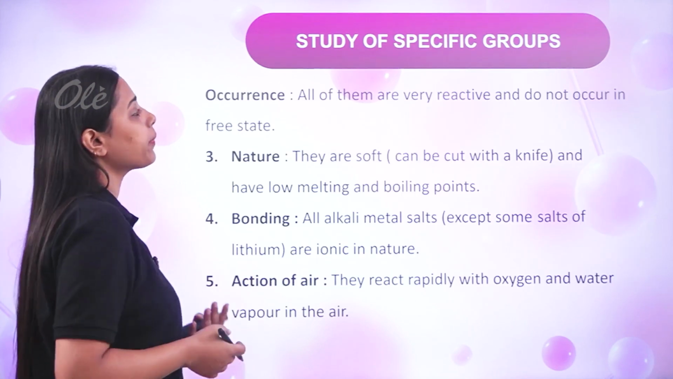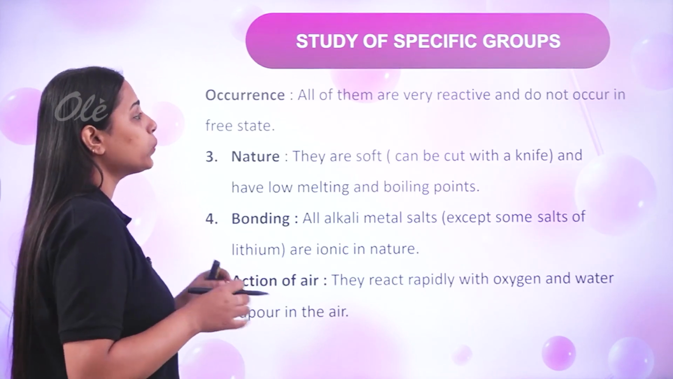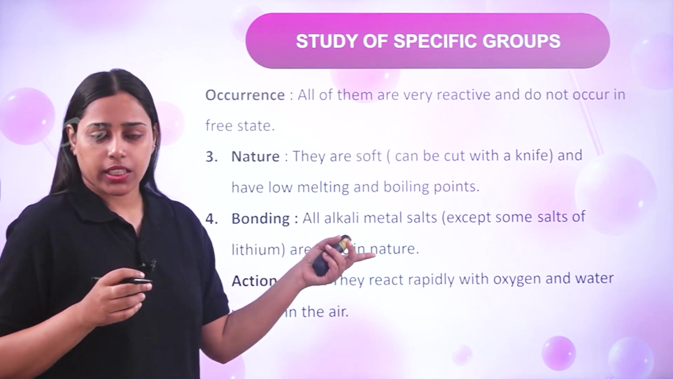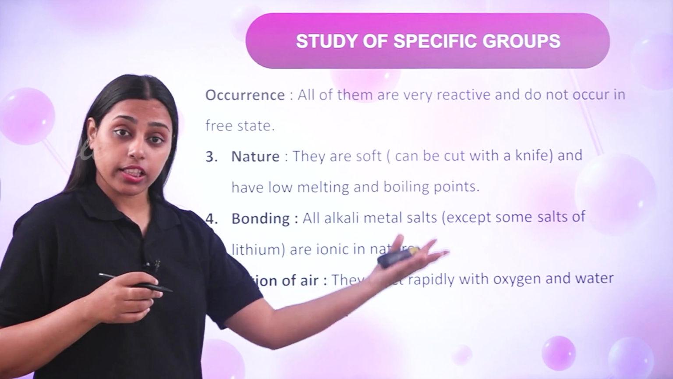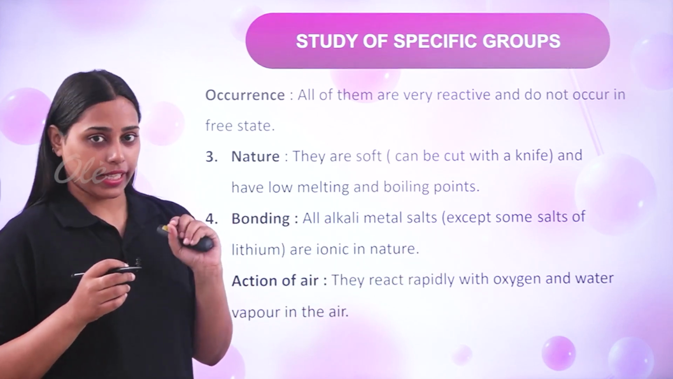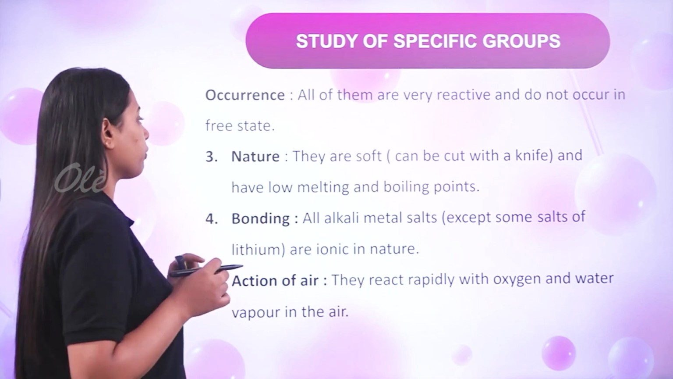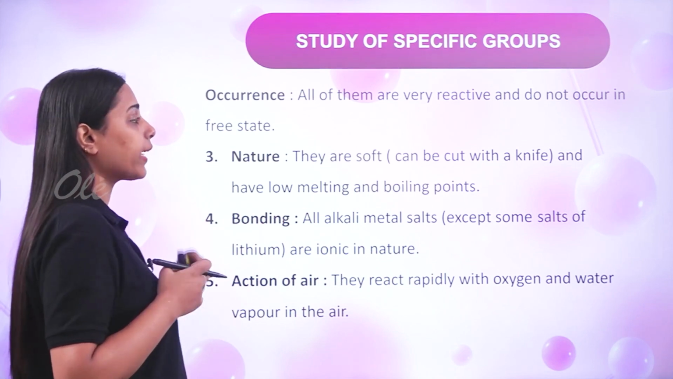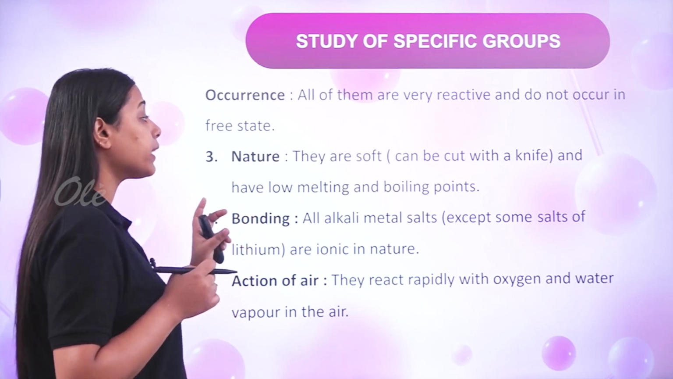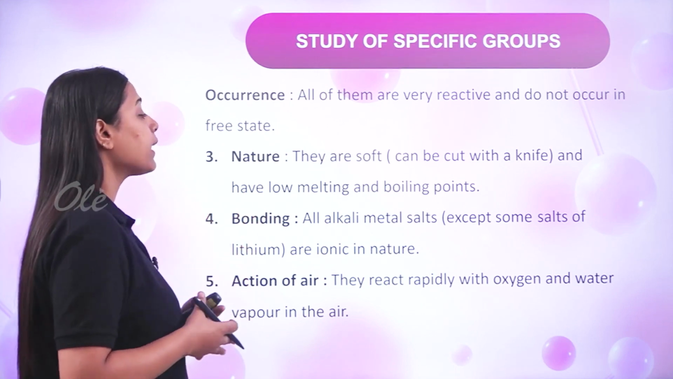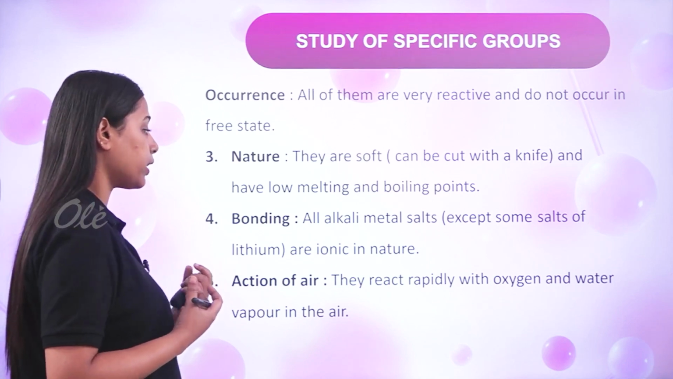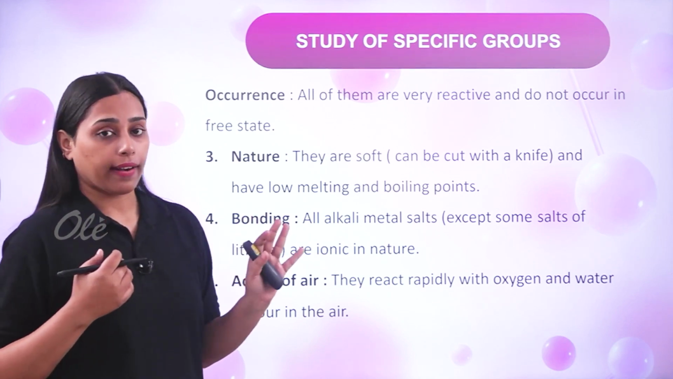Occurrence, all of them are very reactive and they do not occur in free state because they are highly reactive. One electron is present in outermost shell, so they can easily lose that electron to become connected with any other element. So that's why they are very reactive. Nature, they are soft, they can be cut with a knife, sodium, potassium are the examples, and they have low melting and boiling points. Bonding, they form salts except some salts of lithium, all are ionic.